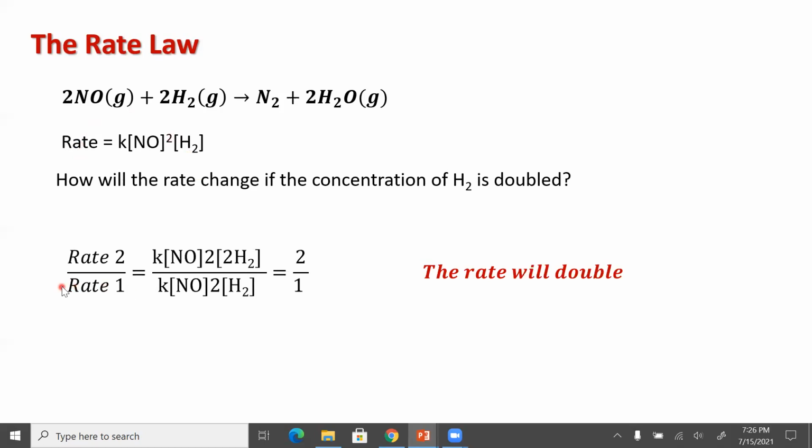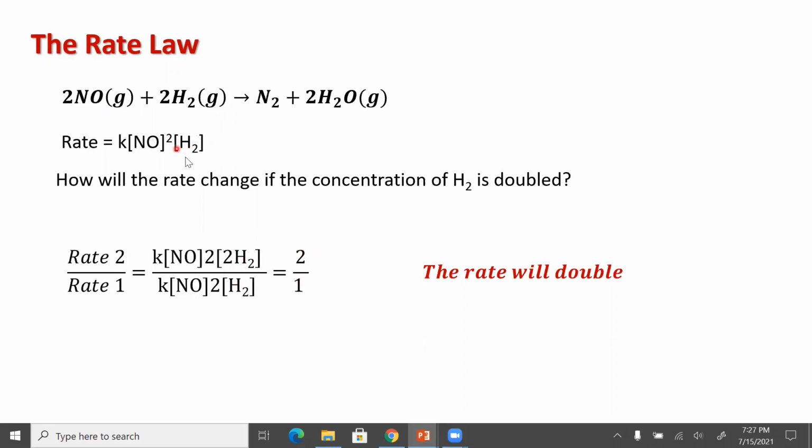Now, all I did was take the rate law for the first reaction and the rate law for the second reaction. Those are supposed to be superscripts. I thought I changed that. Somehow it went back to not being superscripts. But so this is rate 1. This is rate 2, where we're doubling the concentration of hydrogen. Well, k is a constant. That cancels out. NO squared isn't changing, so that cancels out. Hydrogen is doubling. That's going to cause our rate to double.